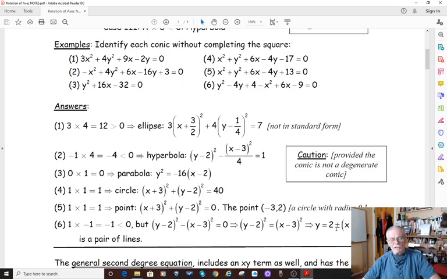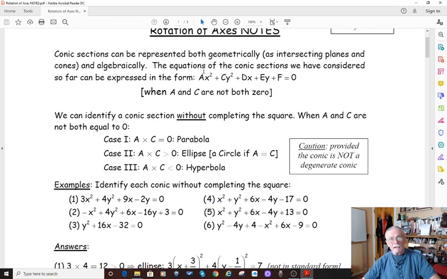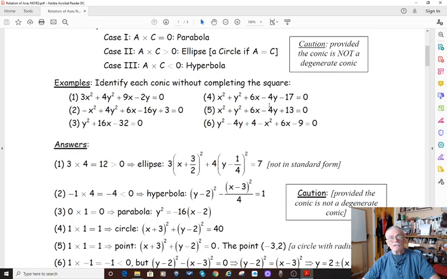So you can picture that if you go back and take a look at some of the illustrations in the textbook. But sometimes this can happen. Also notice in number 5, it looks like a perfectly well-behaved standard form, well, not quite standard form, but it looks like this form here, right? Ax squared plus cy squared, and so forth and so on.